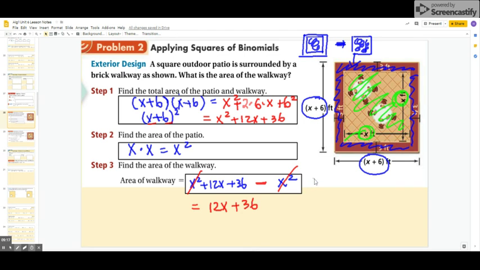This is a common mistake. When I ask you to find this, many people just try to distribute it to here and here. So many people say x squared plus 36, but this is not true. If you compare to this, then you will understand.